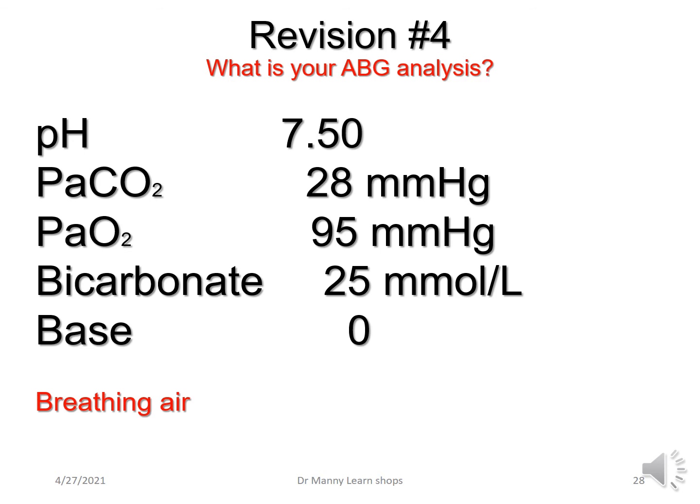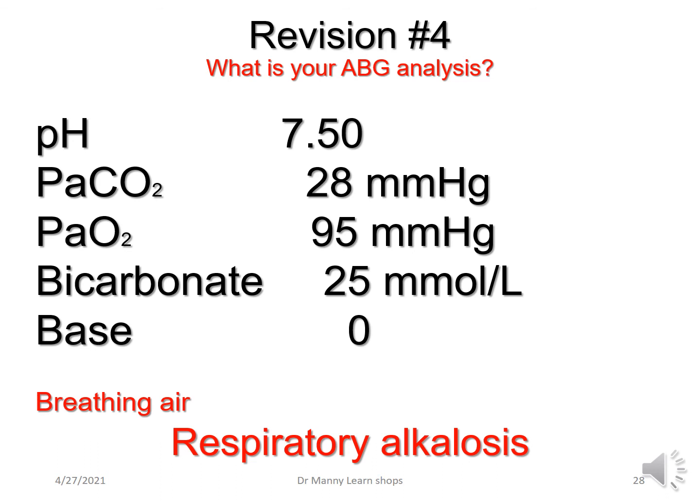What's the problem? Well, the PaCO₂ is low. So they must be hyperventilating, breathing off carbon dioxide. Normal range, we said, 35 to 45 millimeters of mercury. So it's less than 35, they're hyperventilating. Oxygen's okay. Bicarbonate is normal. Base is normal. So this person is hyperventilating for some reason. They are in a respiratory alkalosis.